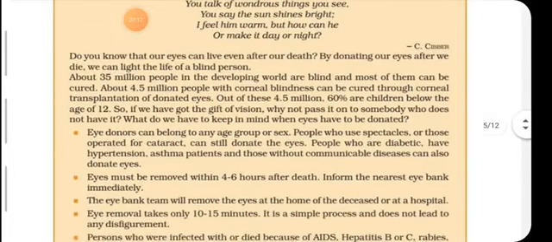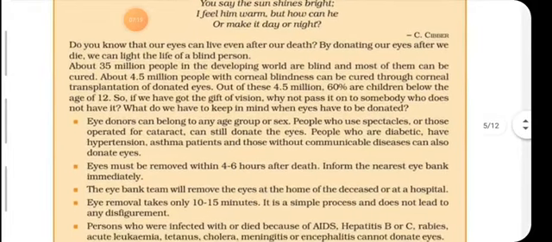See, something important is given over here. Let us read that. Do you know that our eyes can live even after death? Yes, we can even donate our eyes after we die. We can light the life of a blind person. About 35 million people in the developing world are blind and most of them can be cured. About 4.5 million people with corneal blindness can be cured through a corneal transplantation of the donated eye.